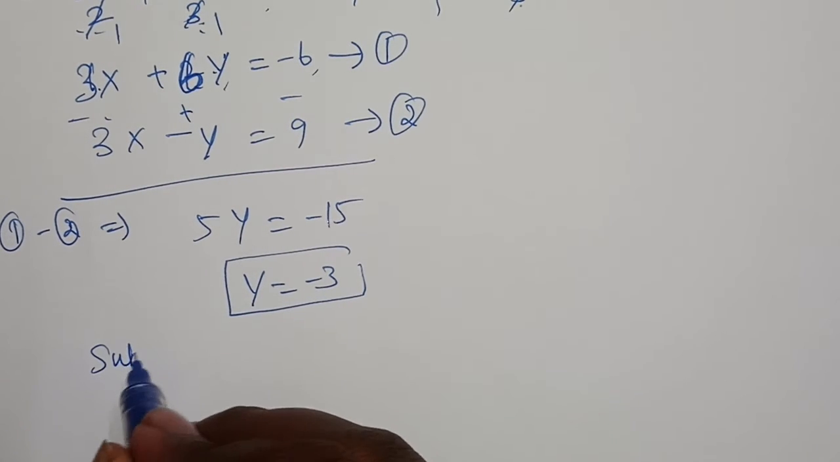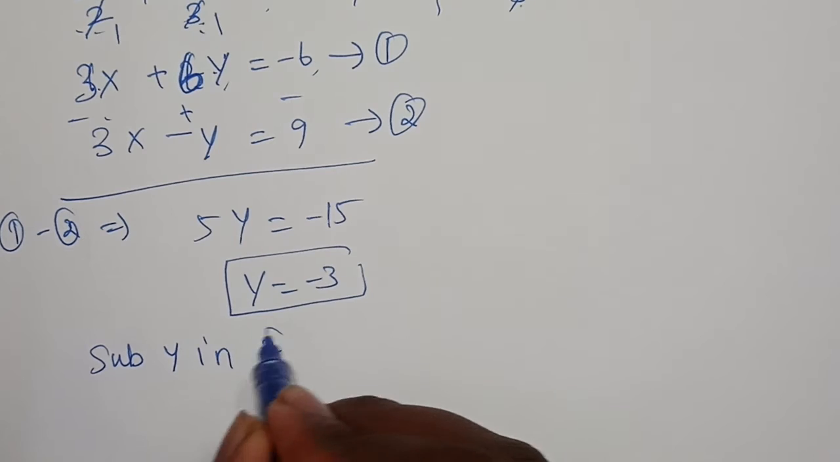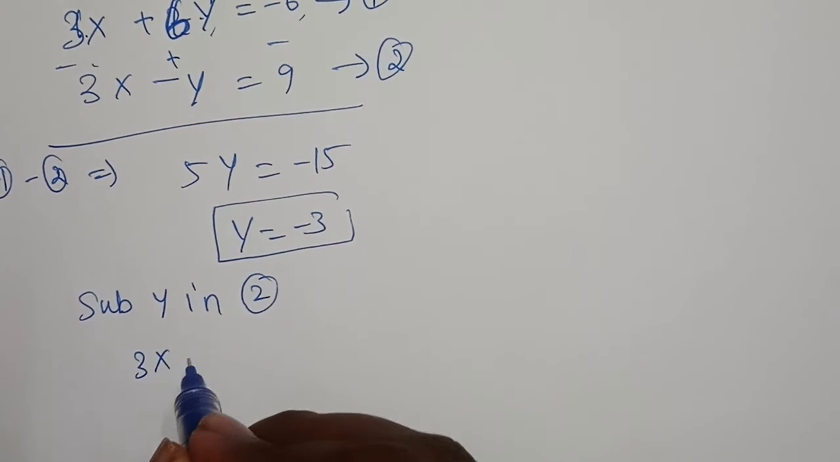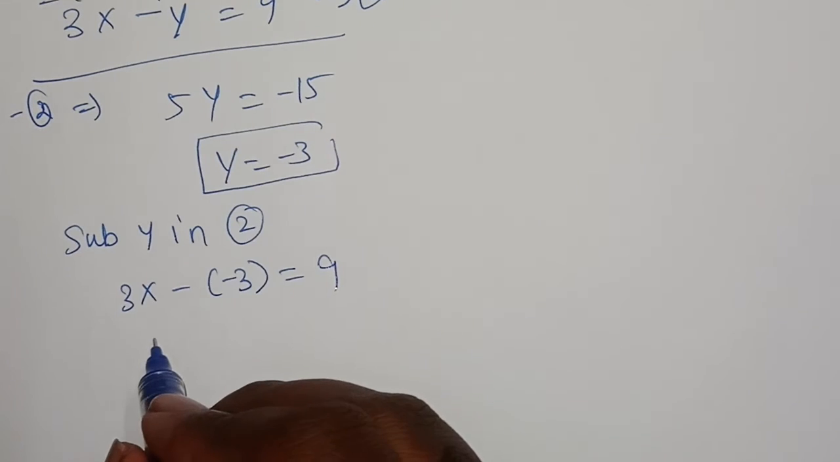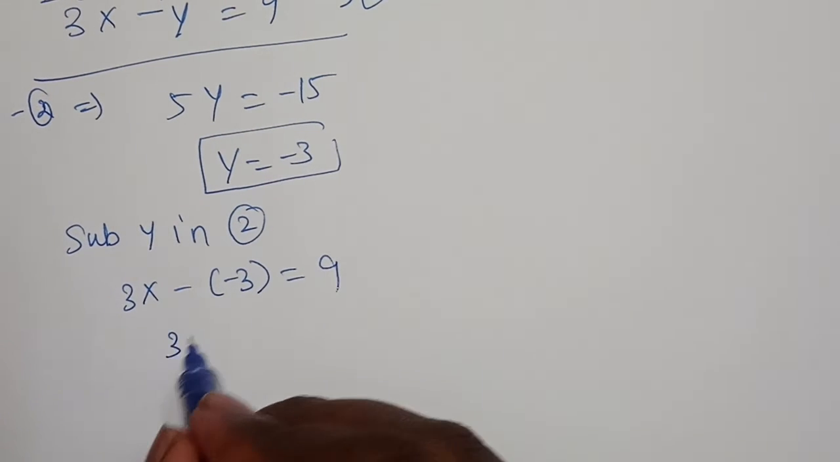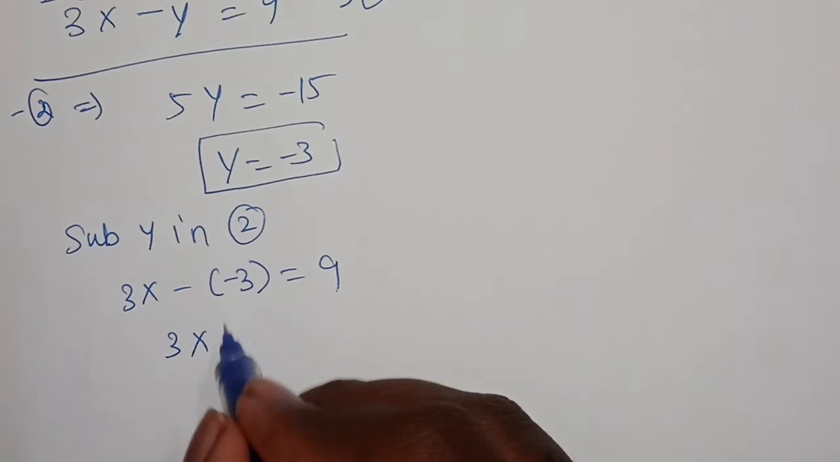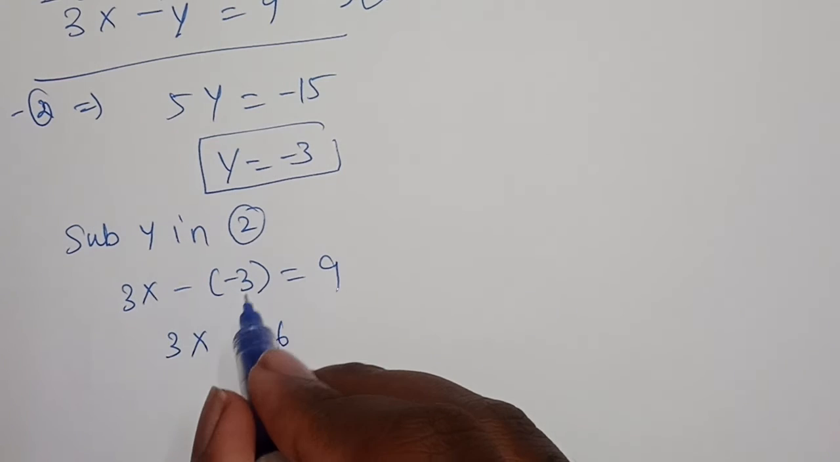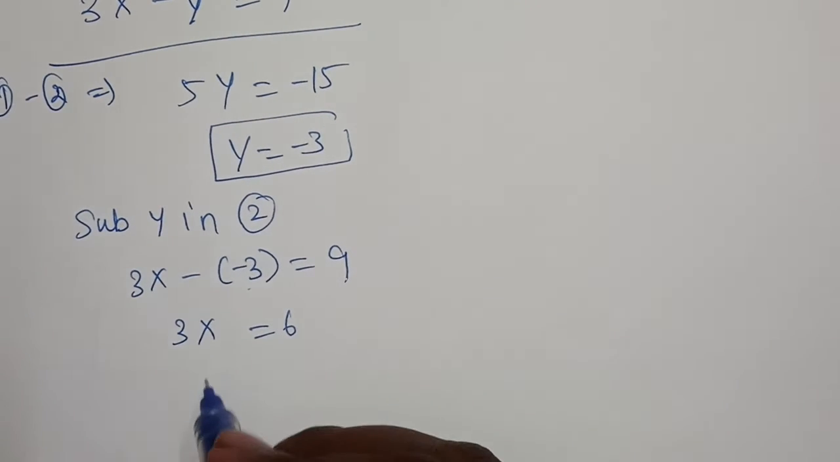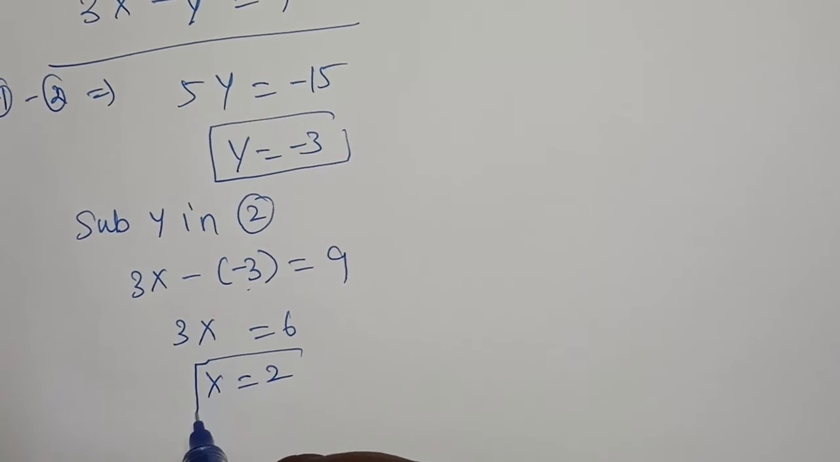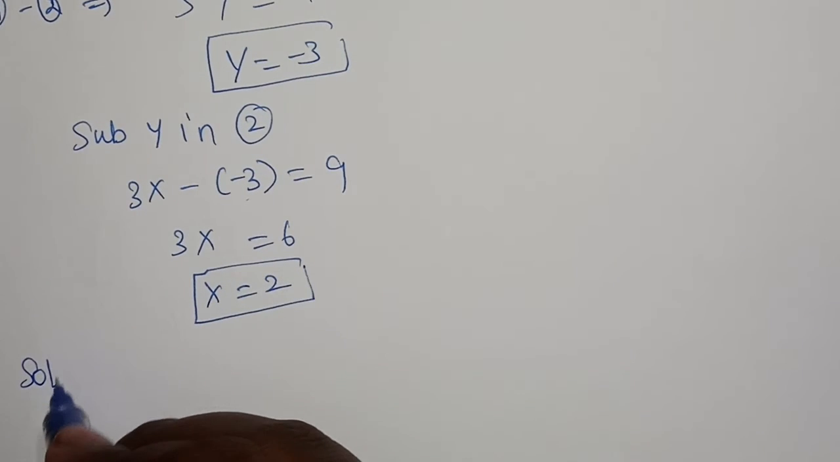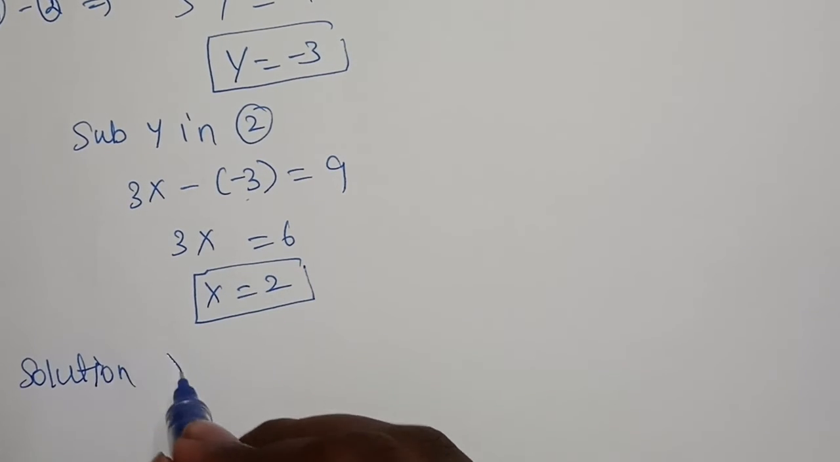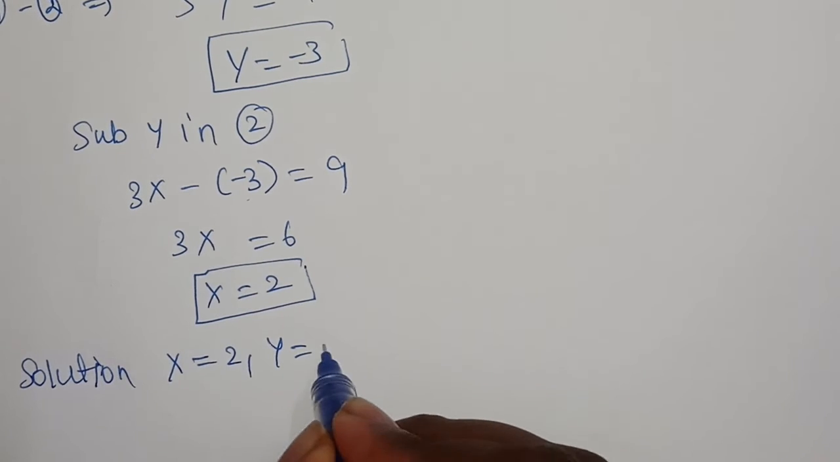Substitute y in equation 2. Therefore, 3x minus y minus 3 equal to 9. Therefore 3x plus 3 equal to 9, and this side minus 3. Therefore, 3x is equal to 6. By the elimination method, we got the solution x is equal to 2, y equal to minus 3.